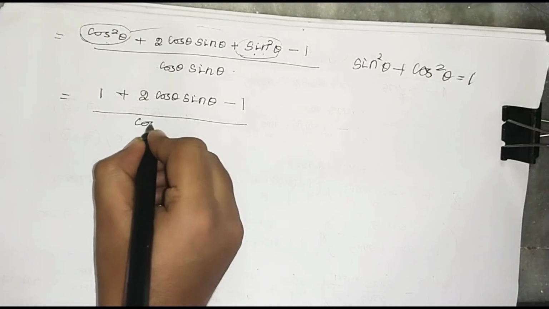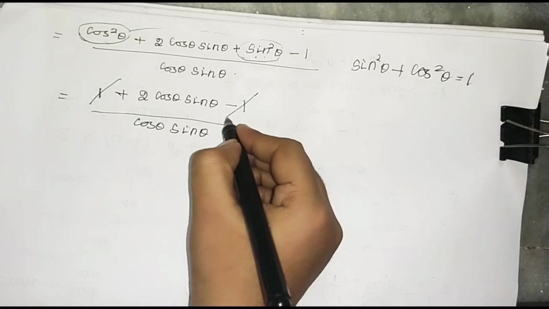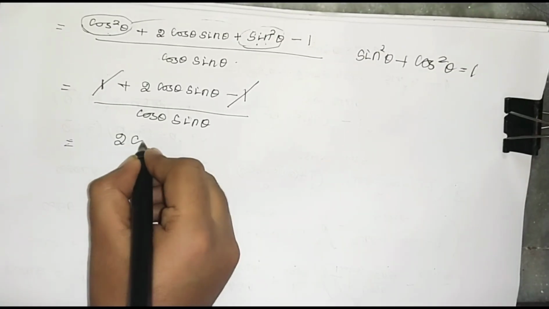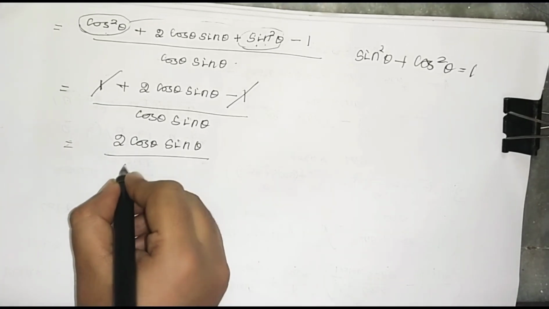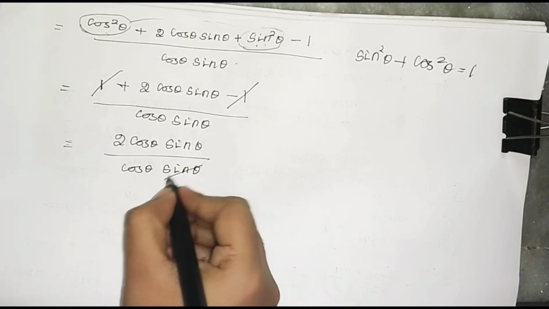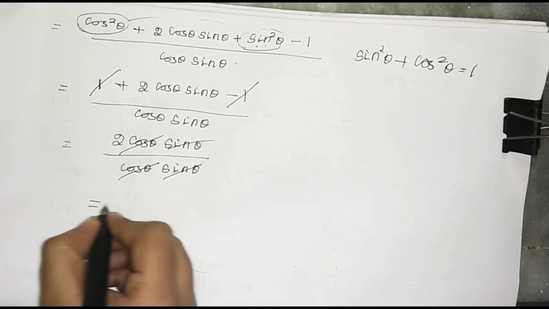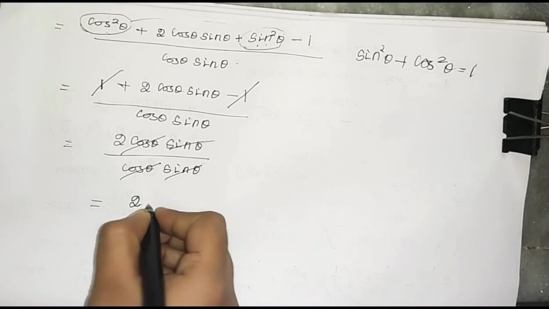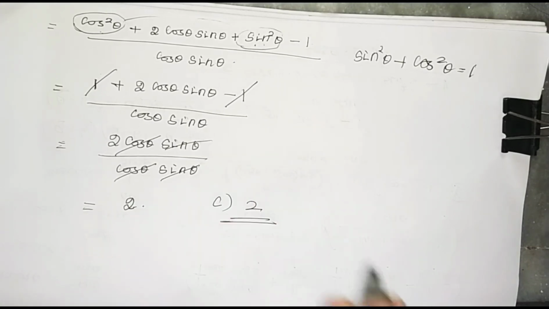The denominator is cos theta sin theta. Plus 1 and minus 1 we can cancel, and the remaining we can write 2 cos theta sin theta. The denominator is cos theta sin theta. So sin theta we can cancel, cos theta we can cancel. So the answer is 2. So option C, 2 is the correct answer.